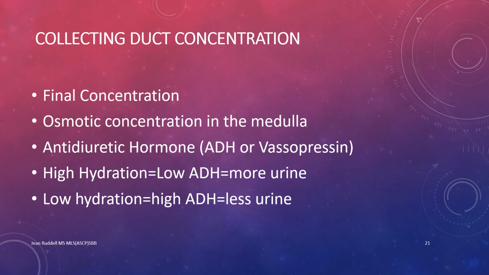Collecting duct concentration. The final concentration of urine happens in the furthest part of the distal convoluted tubule in the collecting duct when water is reabsorbed. This reabsorption depends on the osmotic gradient in the medulla and the amount of antidiuretic hormone. The ADH controls whether the walls of the tubule or duct are permeable or impermeable to water. If you have a high level of hydration, you have less ADH and more urine due to less reabsorption. When you are dehydrated, you have higher levels of ADH and you reabsorb more water, leading to less urine that is more concentrated.